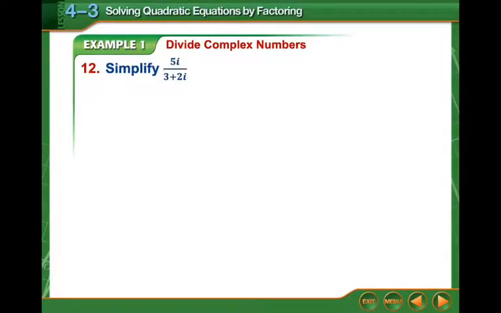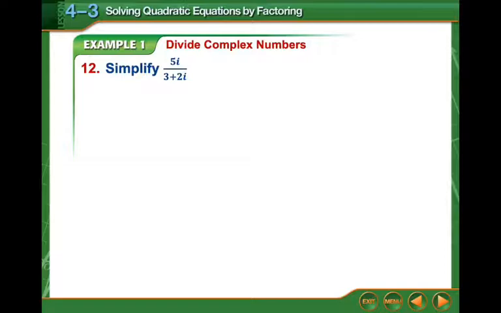So the last one for us to work on is dividing complex numbers. So it's a little bit different. What makes this complex is that in math we don't like having radicals or roots on the denominator of fractions, and an I, remember, is the square root of negative 1. So that means we need to get rid of that.